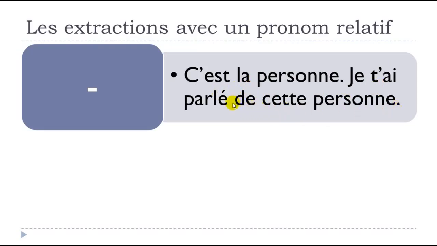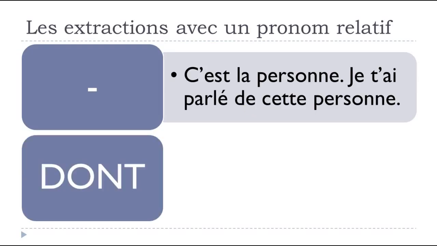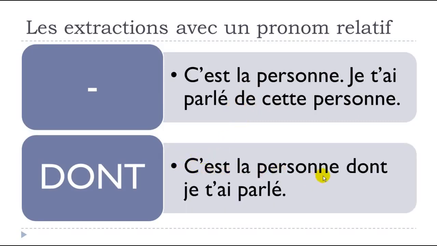So the important thing here is that you are introducing cette personne with the preposition de. And it means that in that case, it's not complément d'objet direct. It also means that you will have to use another pronoun. So let's see what pronoun we will use, and the pronoun is dont, just because we introduce this complement with the preposition de. So you get c'est la personne dont je t'ai parlé.